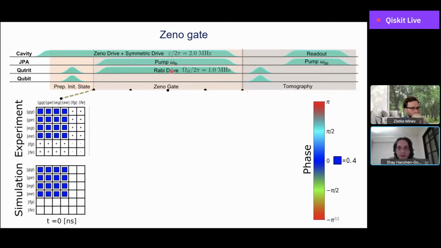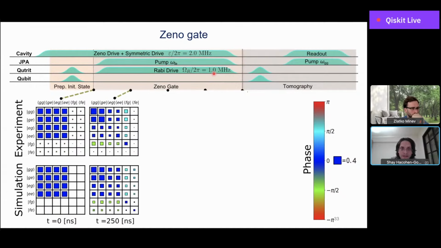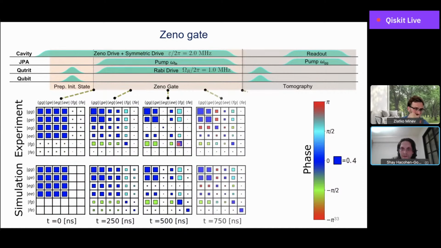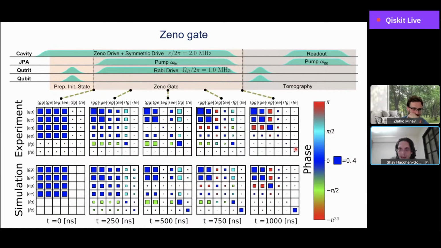And we start also the Rabi drive at a frequency of 1 megahertz. And you can see here, this is the evolution as a function of time. After half an evolution, we can see that the EG state is being depleted and has reached the FG state. So this is half a cycle. And after a full evolution, we can see that it came back all the way over here.